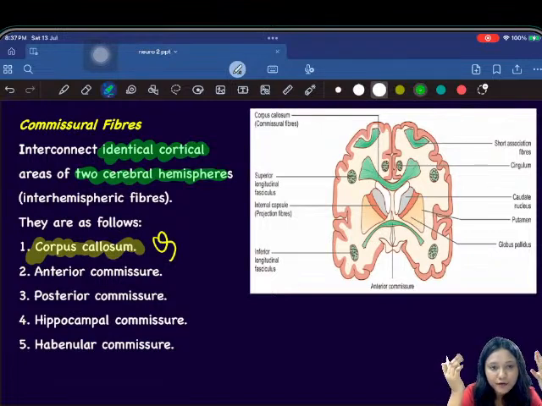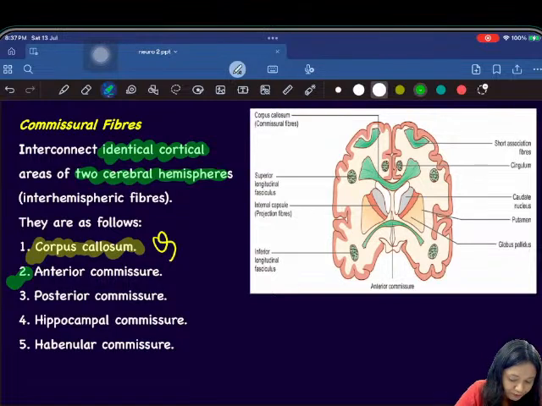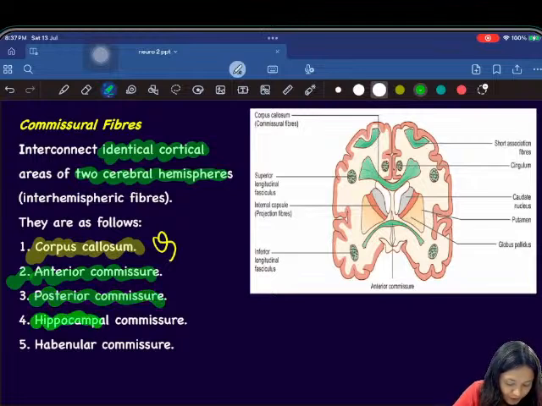commissural fibers. Remember that if you cut the brain in the sagittal plane, you can see that the hemispheres are connected by the largest commissural fiber, the corpus callosum. And then you have the anterior commissure, the posterior commissure, the hippocampal commissure, and the habenular commissure.